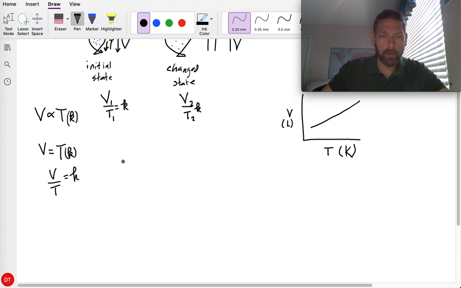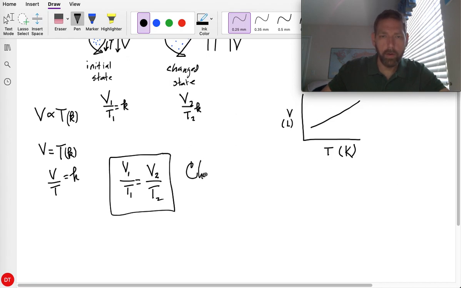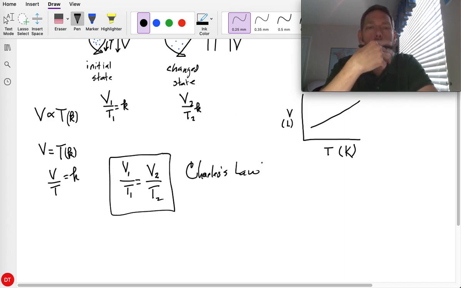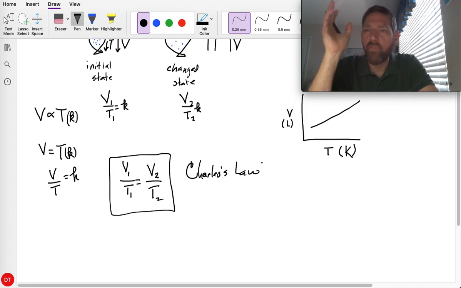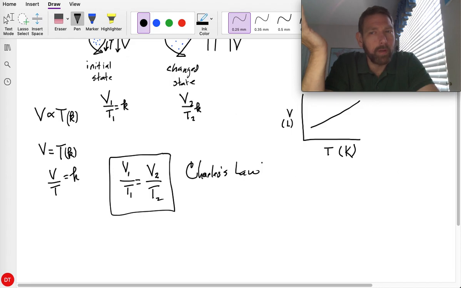So we have a condition here where the initial state we can set equal to the final state. And this right here, this is Charles's law. Okay, this is Charles's law. All right, pretty simple, pretty straightforward. Again, once you have this, the math is going to be just plug and chug math.